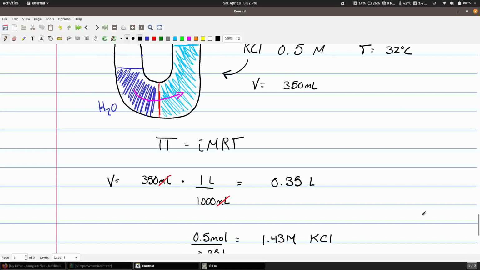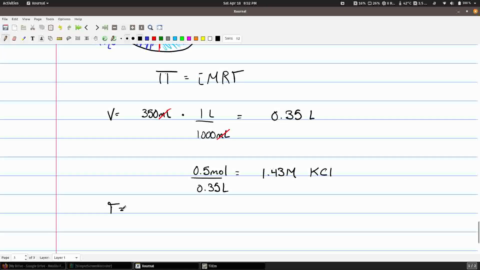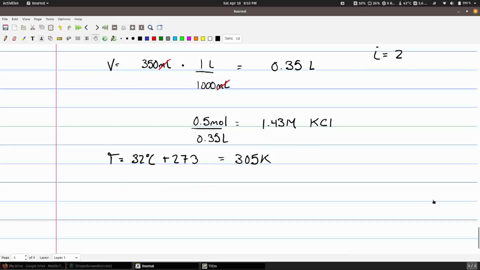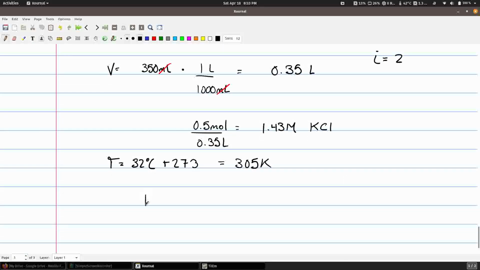And then now the last thing we have to do before we start plugging things in is we have two things. Temperature, we've been doing this for a while. So you have 32 degrees Celsius plus 273. And that comes out to 305 kelvins. So last thing we have to do is figure out the van't Hoff factor. So KCl splits to K plus 1 plus Cl negative 1. So that means you have 2 ions. So your i is going to be 2. So let's plug everything in and figure out what our answer is going to be.